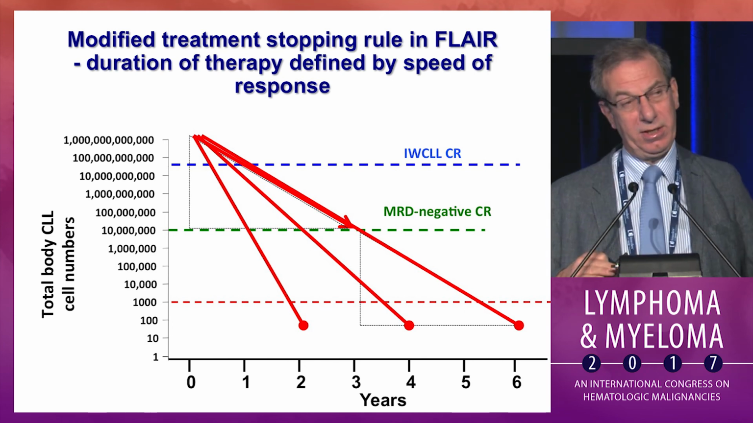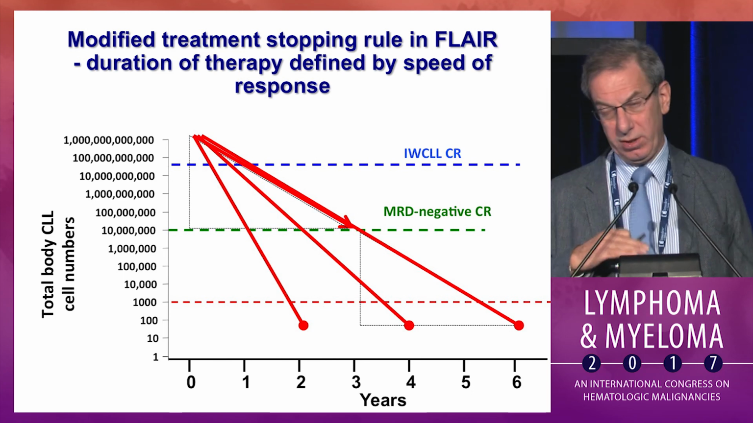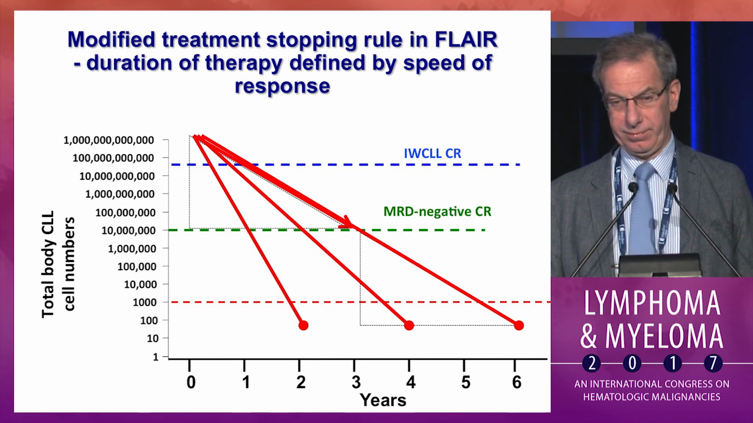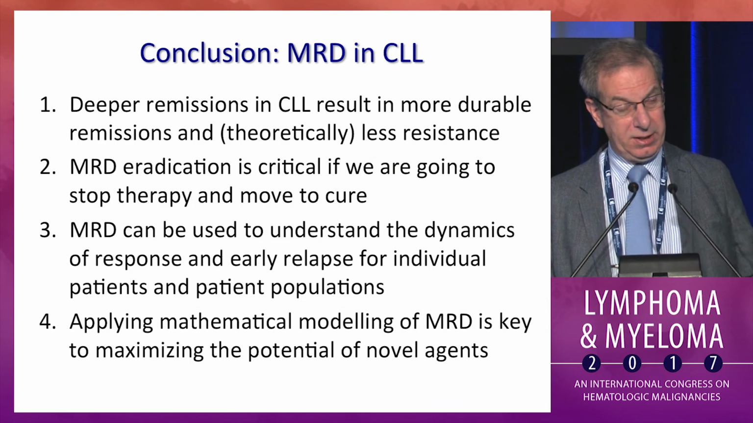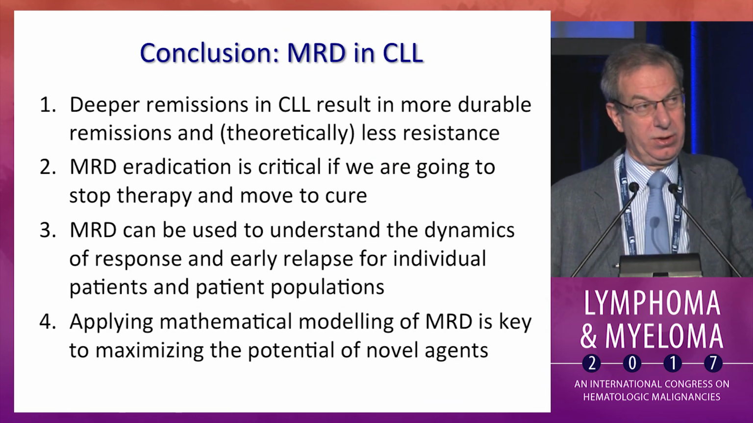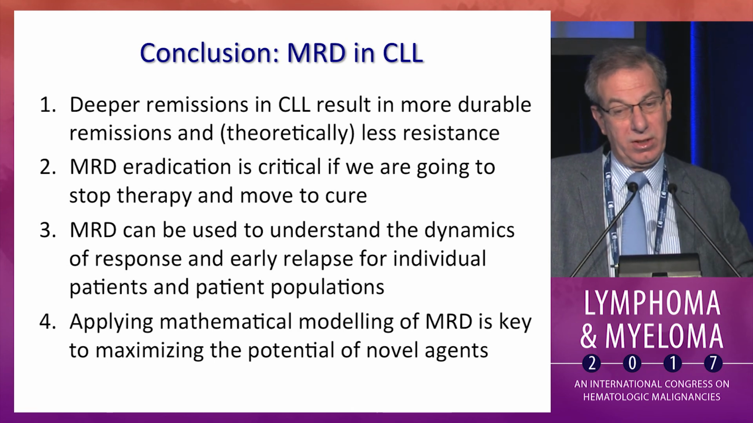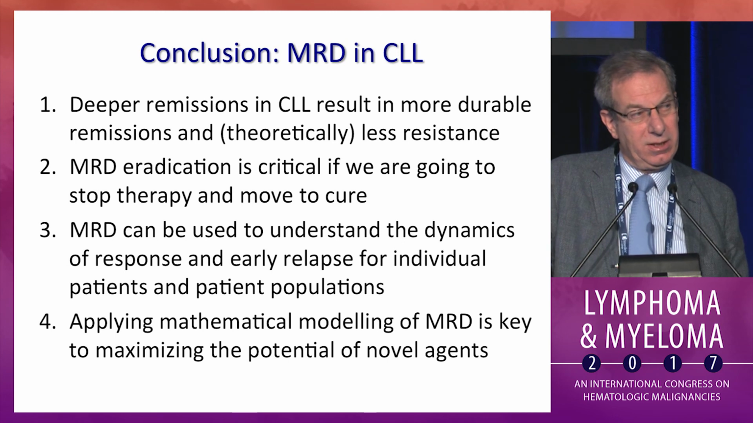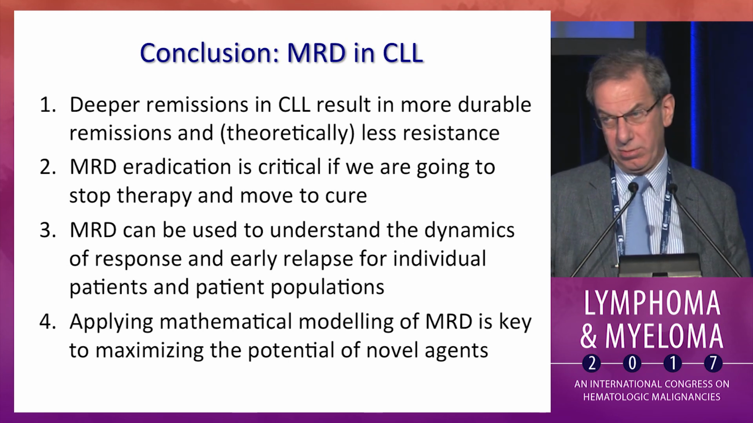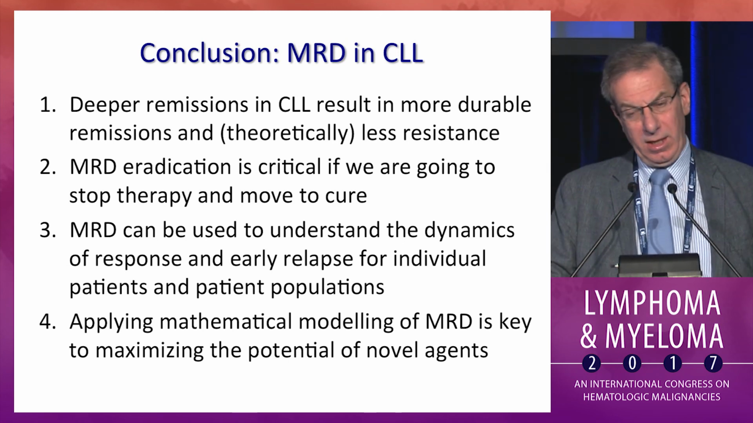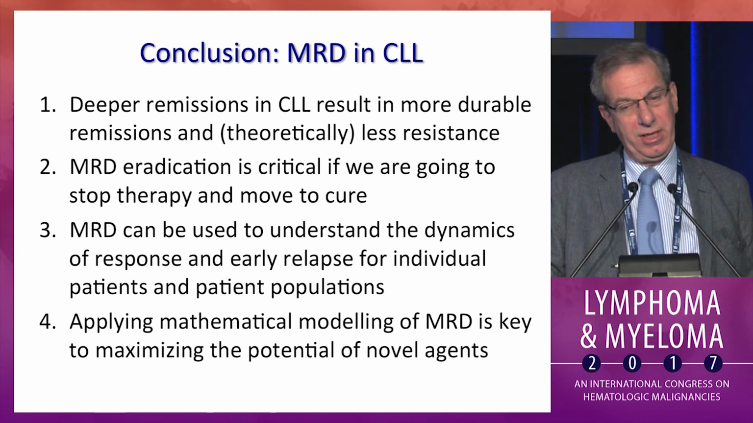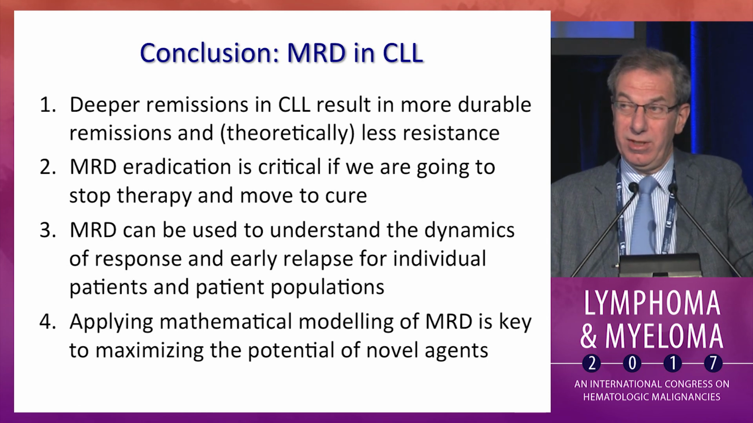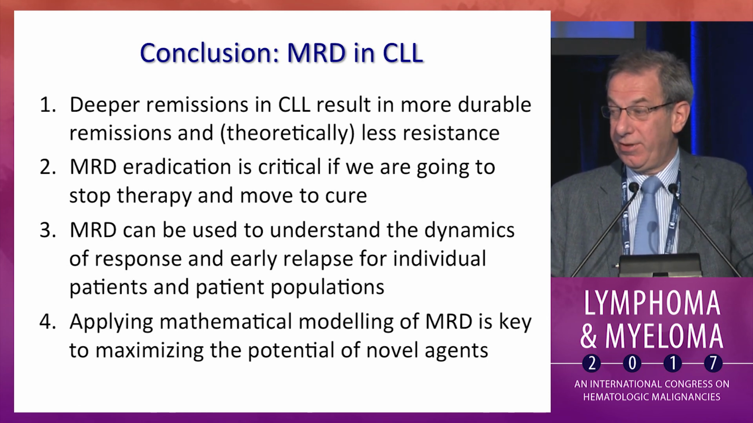This has already been changed in FLAIR, and we're taking this approach for all of the ibrutinib-containing arms in the trial. So in conclusion, deeper remissions in CLL result in more durable remissions regardless of the therapy we use, and you would theoretically think that would lead to less resistance because the resistance comes from the residual disease, presumably. If we're going to move towards cure, then MRD eradication is going to be critical to doing that, and I think we have the tools now to realistically move towards cure without chemotherapy.